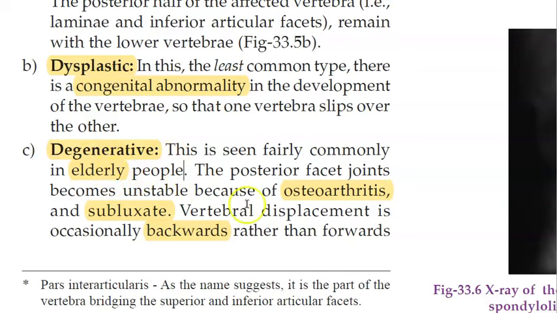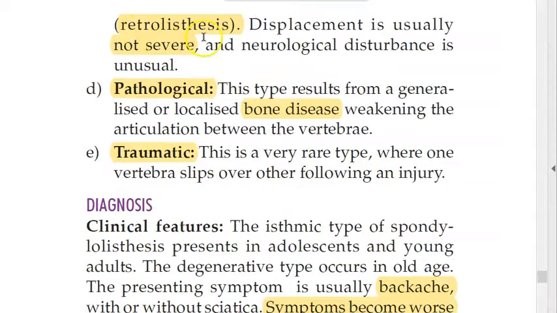Degenerative is in old people. Because of osteoarthritis, the joints themselves become unstable, and then this will subluxate. The vertebral displacement in old people is usually backward, so it is retrolisthesis, but the name still is spondylolisthesis only.